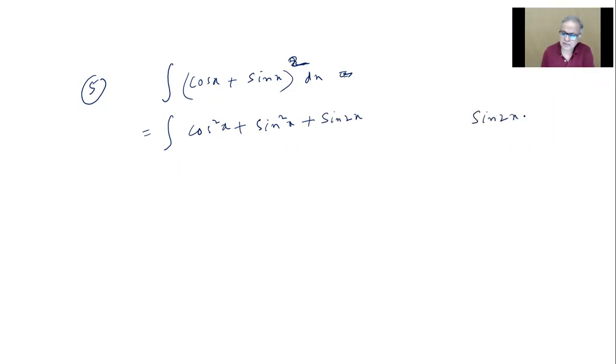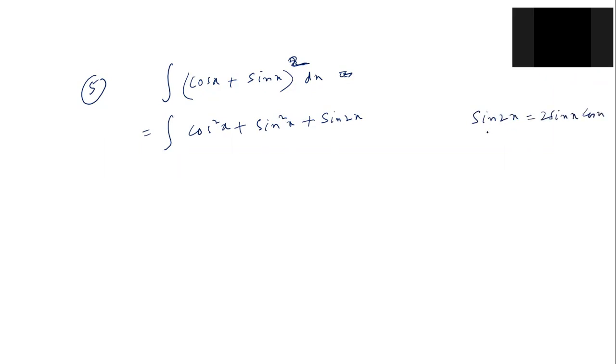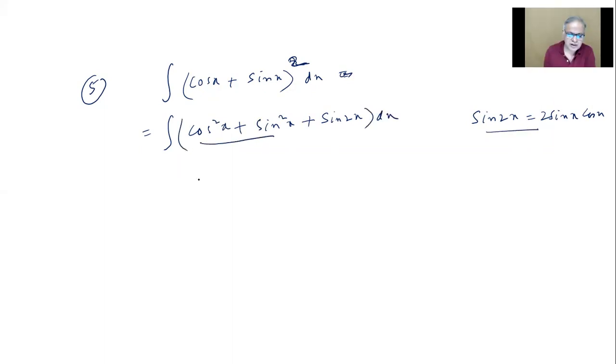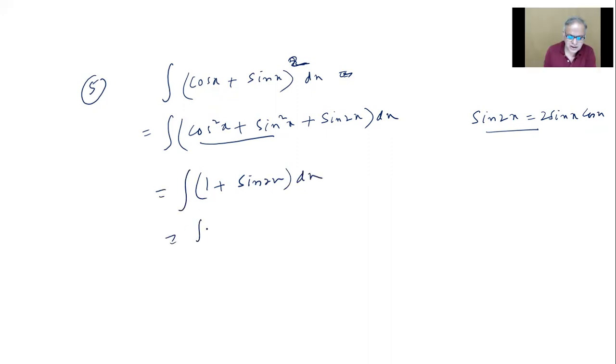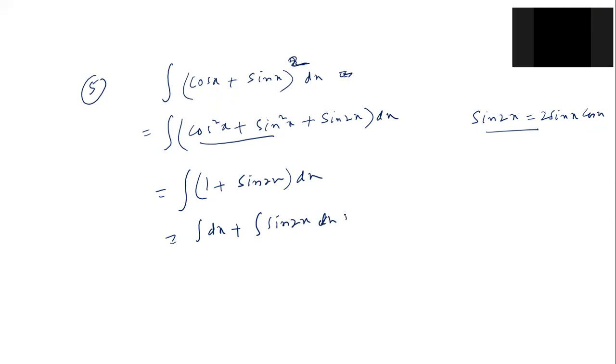Sin 2x. Even this I have told you, children, how to get, from the formula for sine of A plus B. So dx. And luckily, cos square plus sin square becomes 1. So I can write it as the integral of 1 dx plus sine 2x dx.